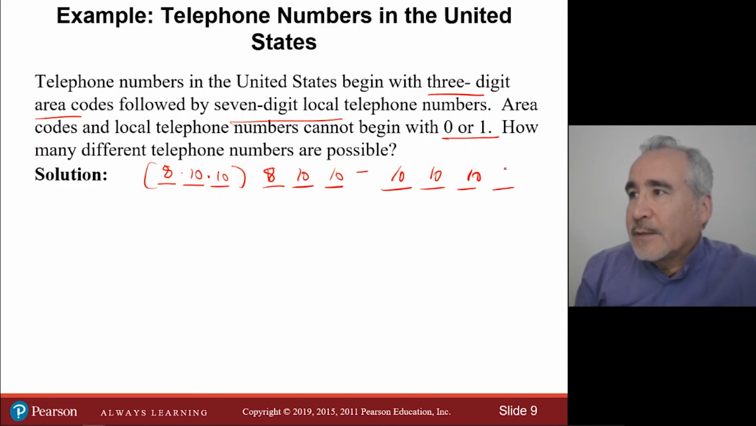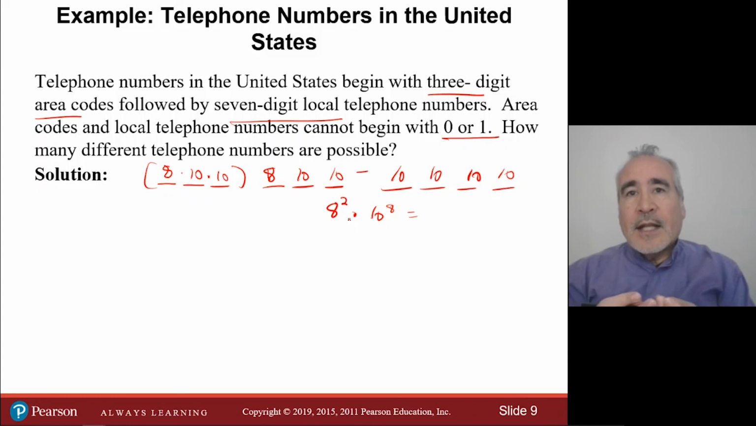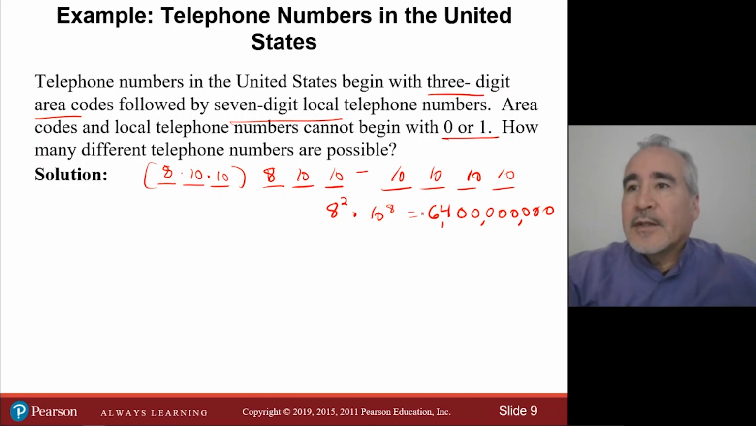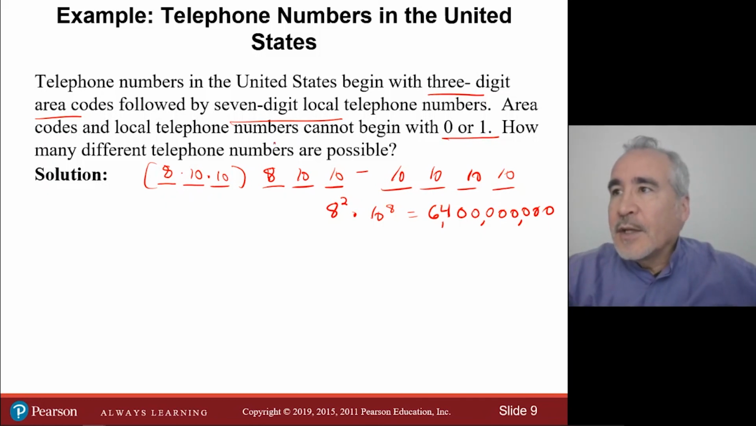See how that works? So what have we got? We've got 8 to the second power times 10 to the 8th power. Using 10 is a good thing because with 10 to the 8th power, you really just put 8 zeros. It's a power of 10. 8 squared is 64. And then we're going to have 8 zeros after that. That's like 6,400,000,000.